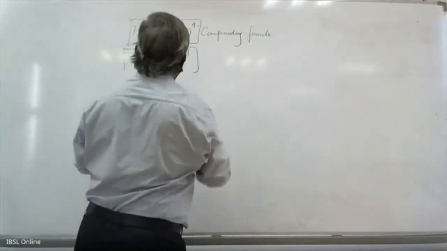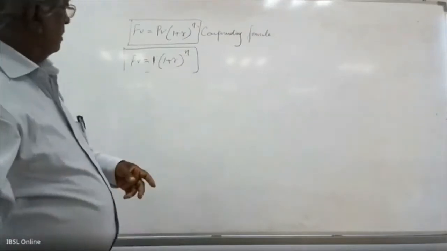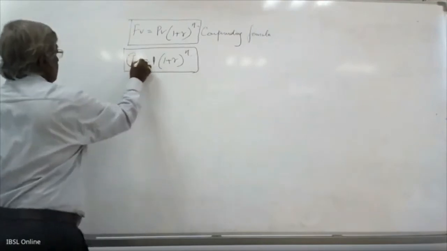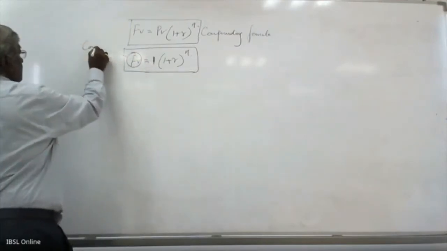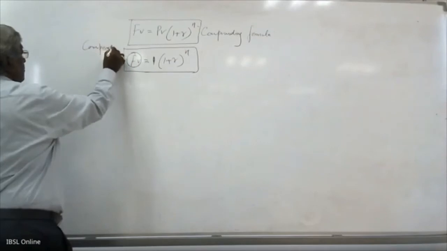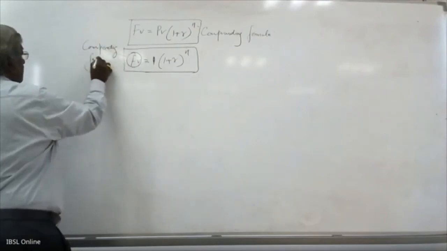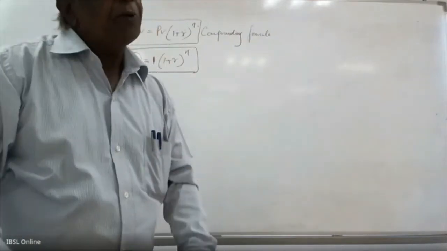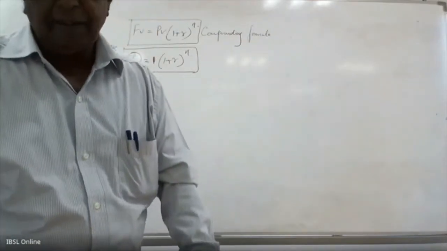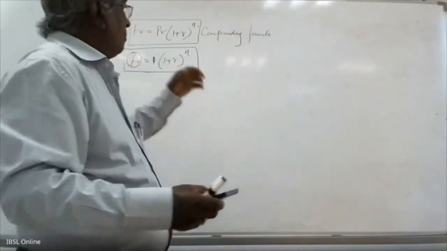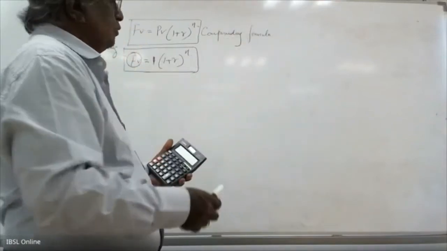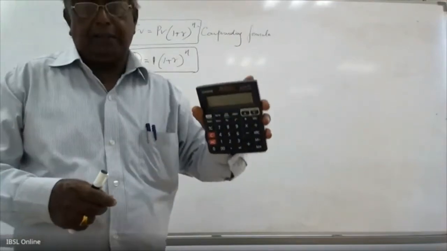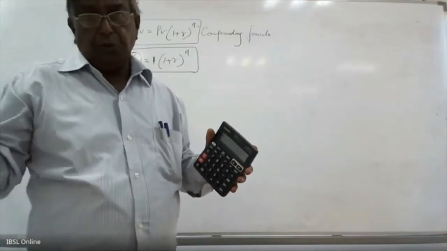This is the compounding formula. FV is the compounding factor. Now, without using the compounding table, you can also calculate the compounding factor. Ordinary calculators, even scientific calculators, you can use easily.